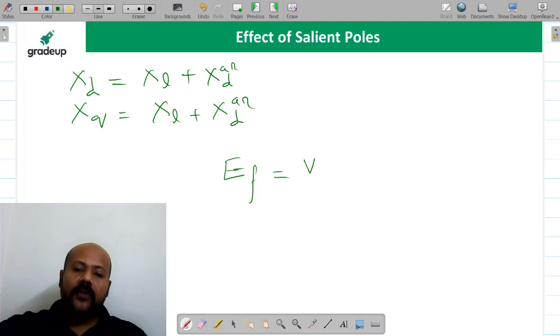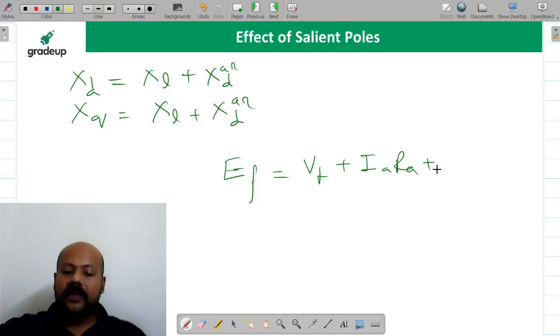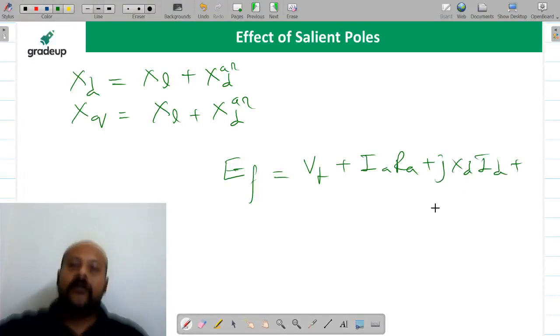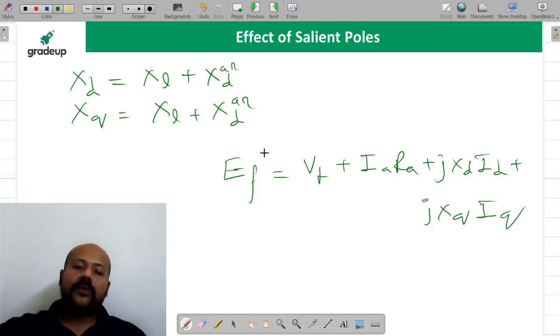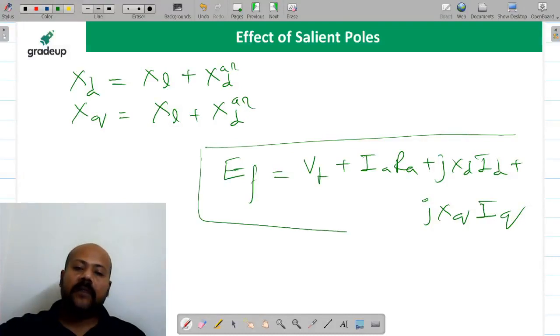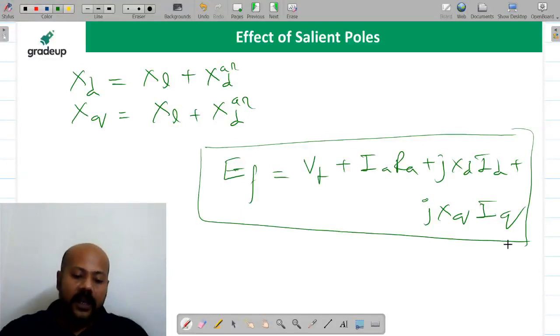So it is going to be EF equals VT plus IA RA plus JXD ID plus JXQ IQ. This is the final expression that we are getting. Is it clear to all of you? Are you comfortable with this?